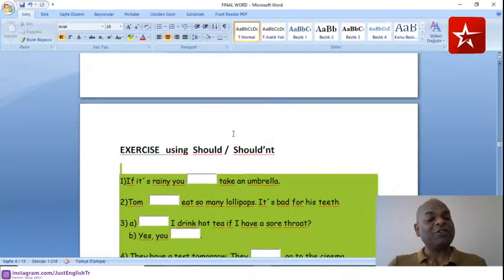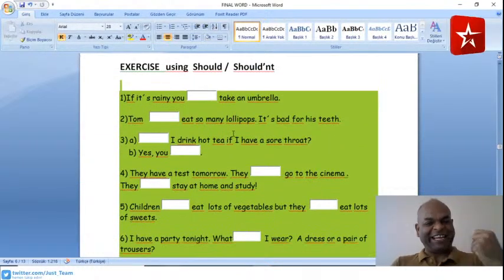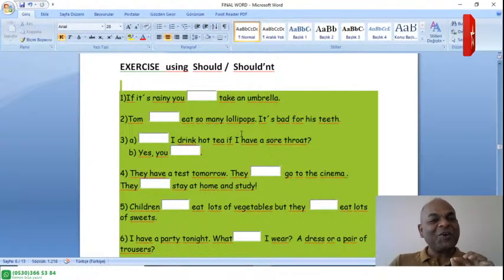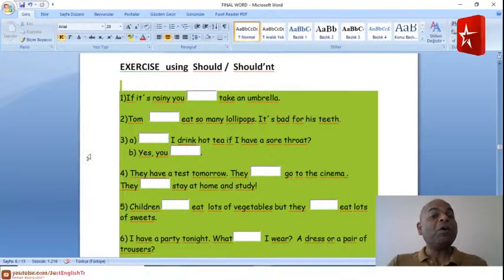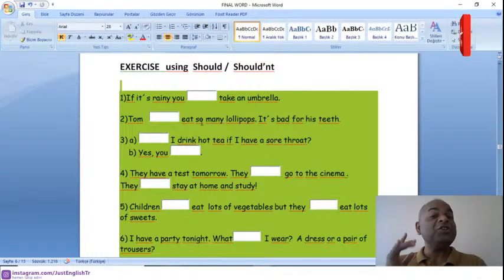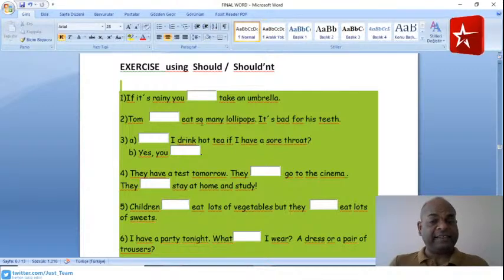Now guys, let's go to the exercise of should and shouldn't. Get ready. Guys, you got the questions here. Sentences are here, all right? Number 1. If it's rainy, you dash take an umbrella. What's the answer, guys? Should or shouldn't? Guys, read your sentence very carefully, number 1, and give me the answer. It should be should or shouldn't.